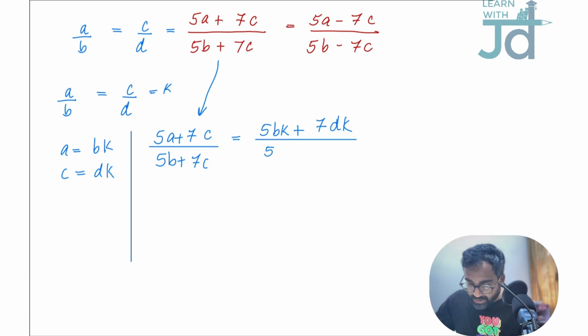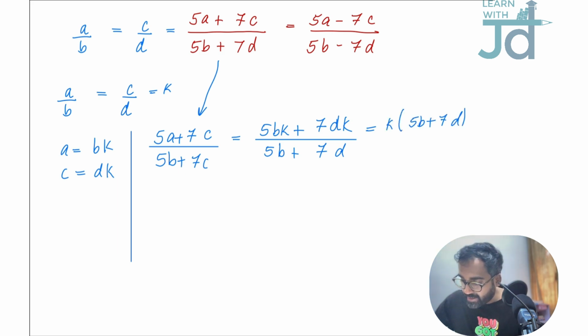So यहाँ पे I will not change. Here I will not change. Sorry, यहाँ पे D है. बोलना चाहिए था. YouTube में भी है तो क्या प्रॉब्लम है. हाँ, तो 7D. Now can I take K कॉमन ऊपर? हाँ, तो what you get 5B plus 7D. यहाँ पे मुझे क्या मिलता है 5B plus 7D. It will cancel out. You will get K.